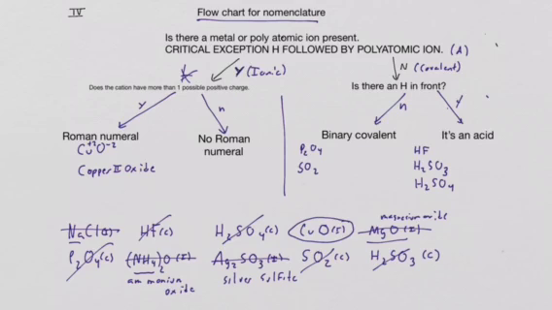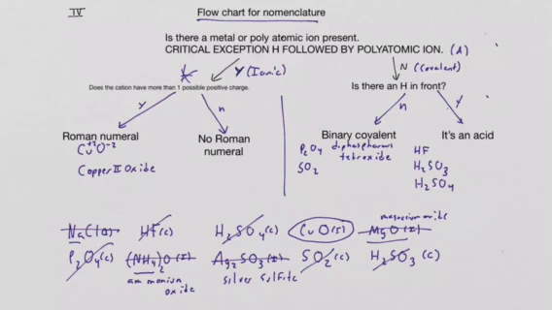All right, I'm going to name the binary covalent compounds on this page, and we're going to switch to the next page where I teach you how to name acids. Binary covalent compounds are easy, so this is just going to be diphosphorus tetroxide.